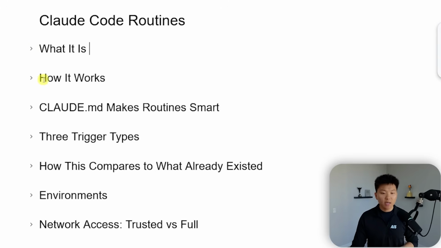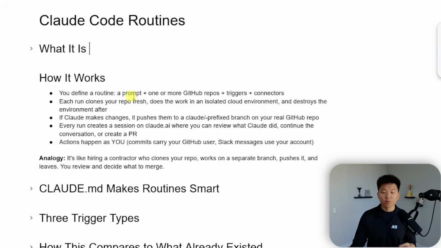So we know what it is. I think we know how it works, right? You define a routine, which is a prompt. You connect a GitHub repo. You could also trigger it by APIs or by a GitHub action. And then you can connect your connectors. And basically it acts as you talking to your own Claude Code.